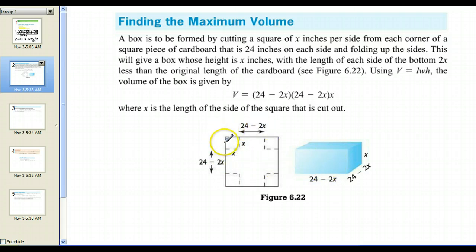And what they're saying is, if this is 24 inches long and I cut X off of this side and X off of this side, then I end up cutting 2X off of each of those 24 inch sides. So I get this 24 minus 2X by 24 minus 2X by X box, and that's our volume formula. Okay.